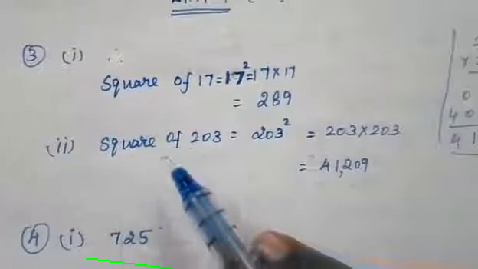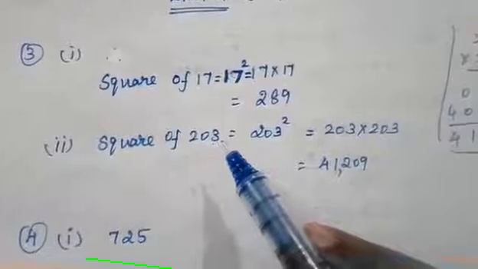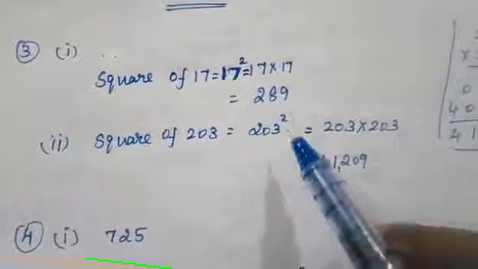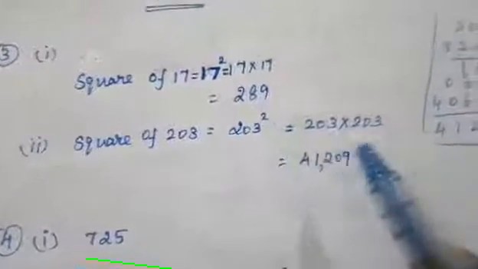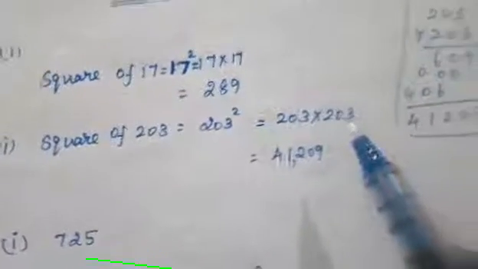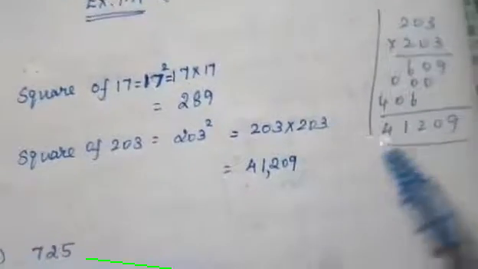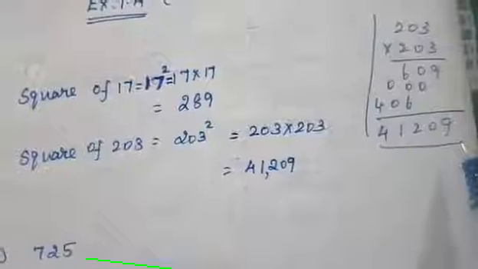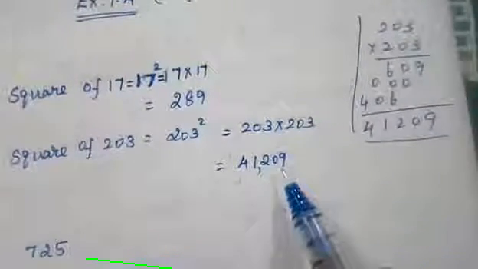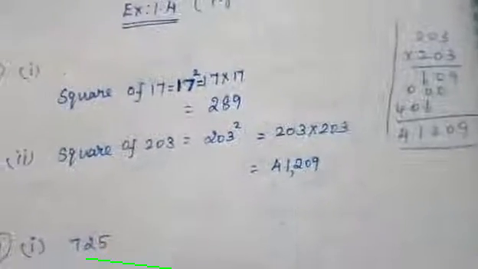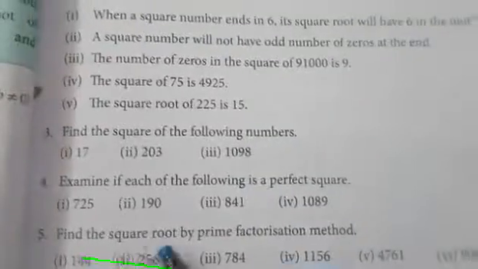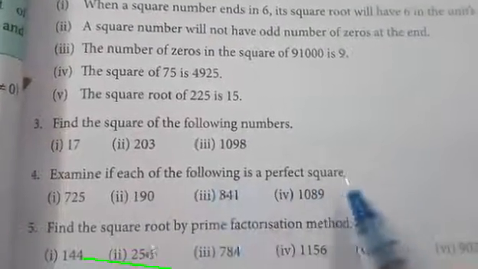The second problem, square of 203. So that is 203 square, so that is 203 into 203. So 203 and 203, you have to make the normal multiplication. You get the value 41,209.